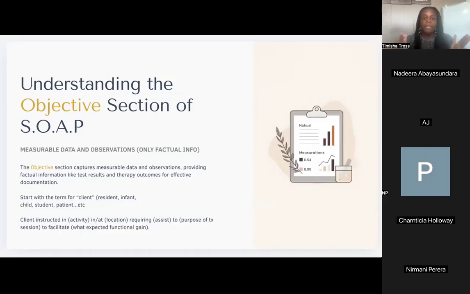Bathroom. Okay. What's the level of assistance? Maybe they're a min assist, so requiring min assistance. What is the purpose of the session? What are you working on? Well, the purpose is to facilitate improvement in transfers. Let me do it one more time so you can see how that's going to go. Patient instructed in toilet transfer within therapy gym, requiring min assist to improve proper hand placement and safety to facilitate independence in toileting. That could be an example of how your objective would look.